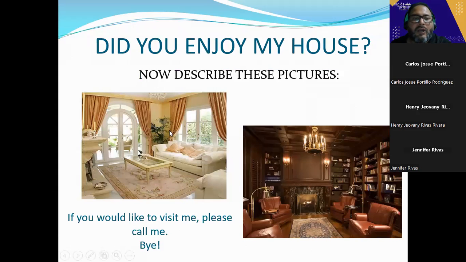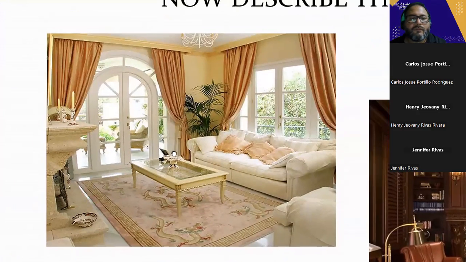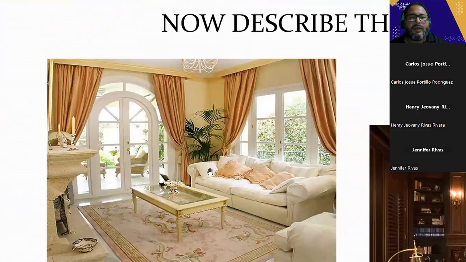There is, right? Now, could you please describe one of these pictures? No, but listen. How do you describe this room, people? This one. How do you describe it?